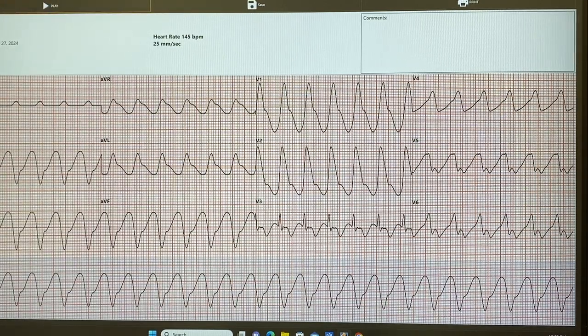Good. Okay, so we're looking at lead 2. We're looking at rhythm and rate. So you still have R waves there. Yes, we have R waves. So still looking at the tip of the R waves.